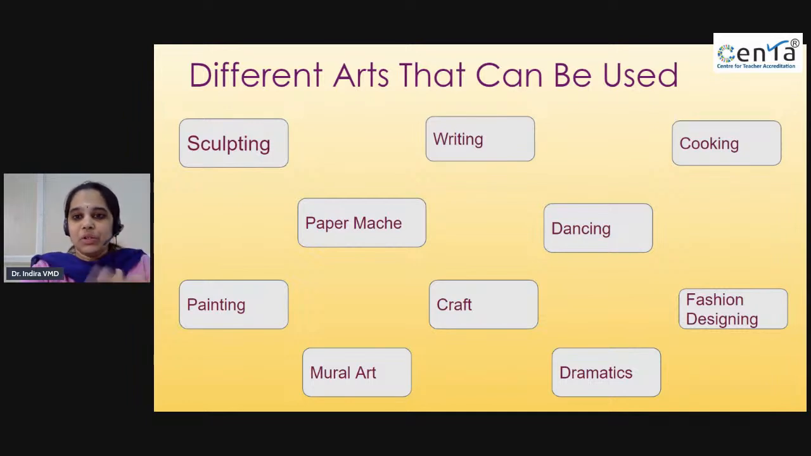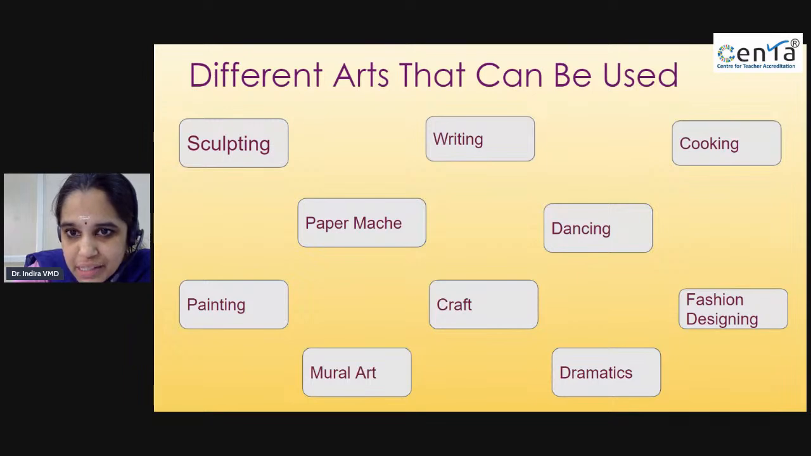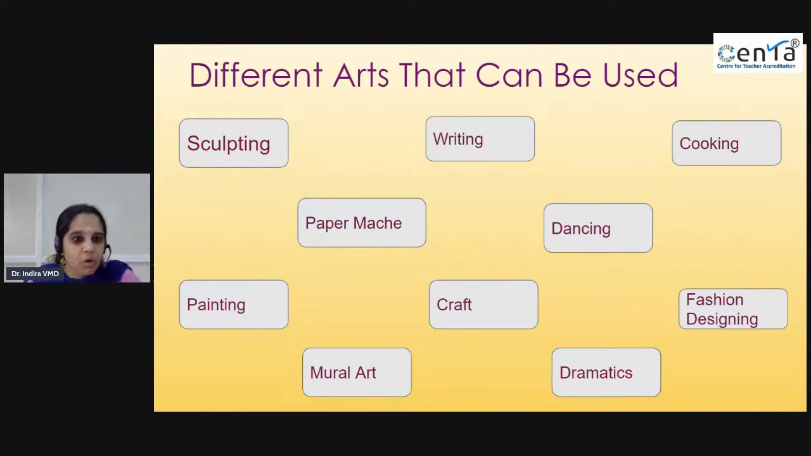Okay, so some of you, as I read the questions, Himakshi ji is asking, how can we merge math subject with art integration? Madam, you can very well do that. I'll give you one small demo.